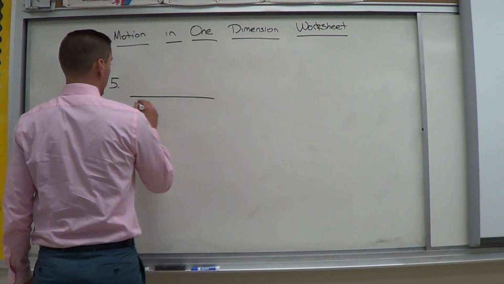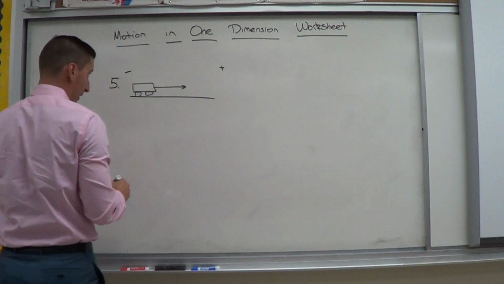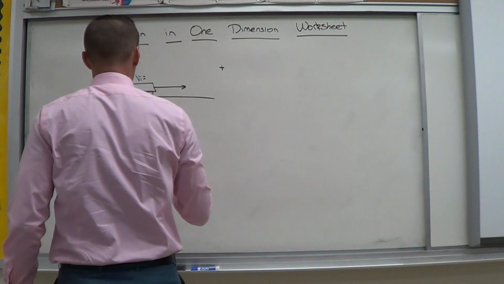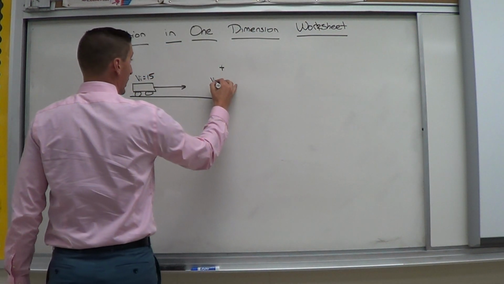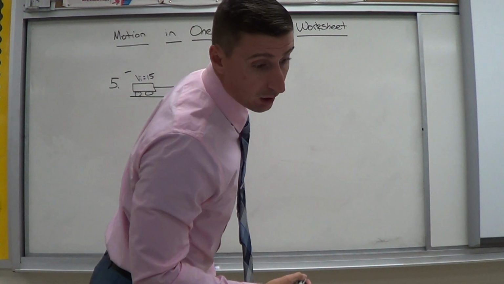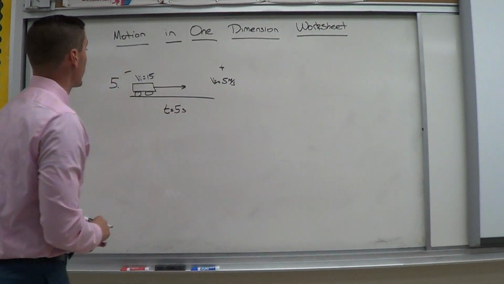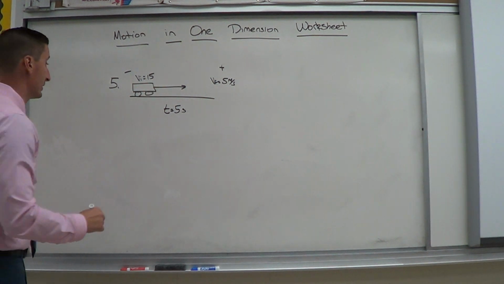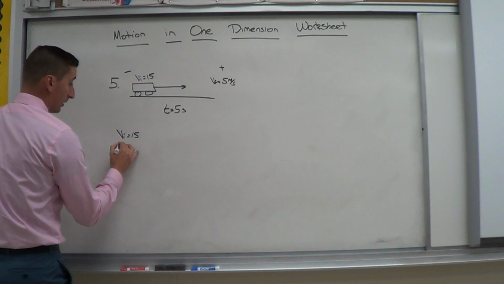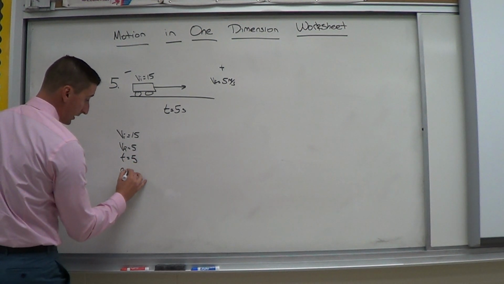So again, let's draw this out. Car is going this way. We'll set this way to be positive, this way to be negative. The initial velocity here is 15 meters per second. The final velocity is 5 meters per second, in a time of 5 seconds. So it's moving in the positive direction. It asks what's the acceleration. So let me write these variables down: VI = 15, VF = 5, T = 5, and A is what I'm looking for.